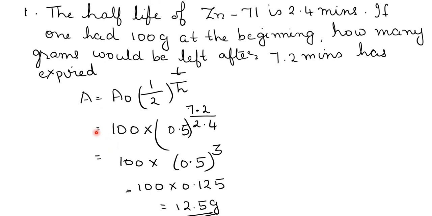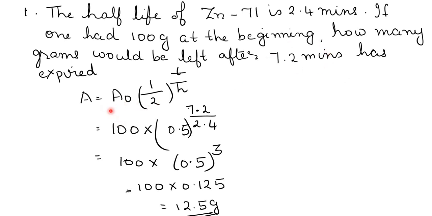So, the first problem is they are going to ask the remaining substance. So, simple problems. The half-life of zinc is 22.4 minutes. If one had 100 grams at the beginning, how many grams would be left after 7.2 minutes has expired? Remember, the units should always be the same, otherwise we should convert the units and make them the same.